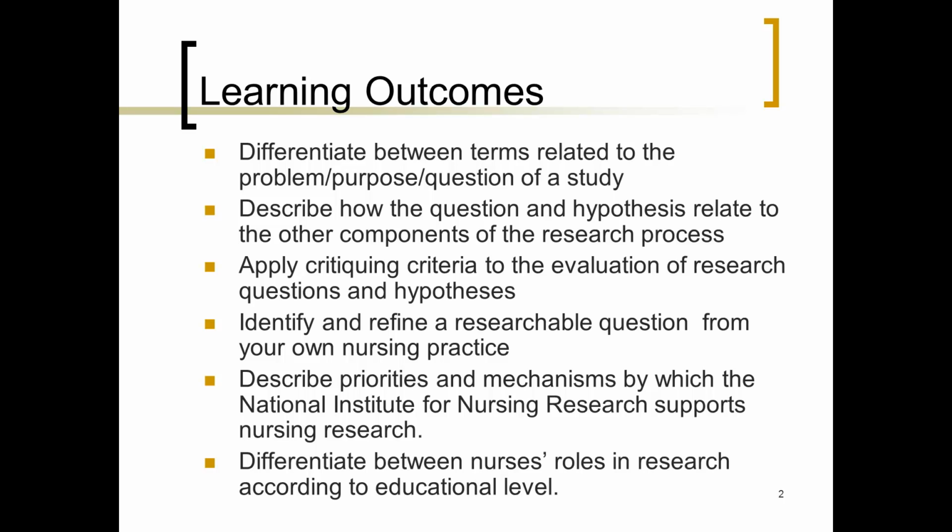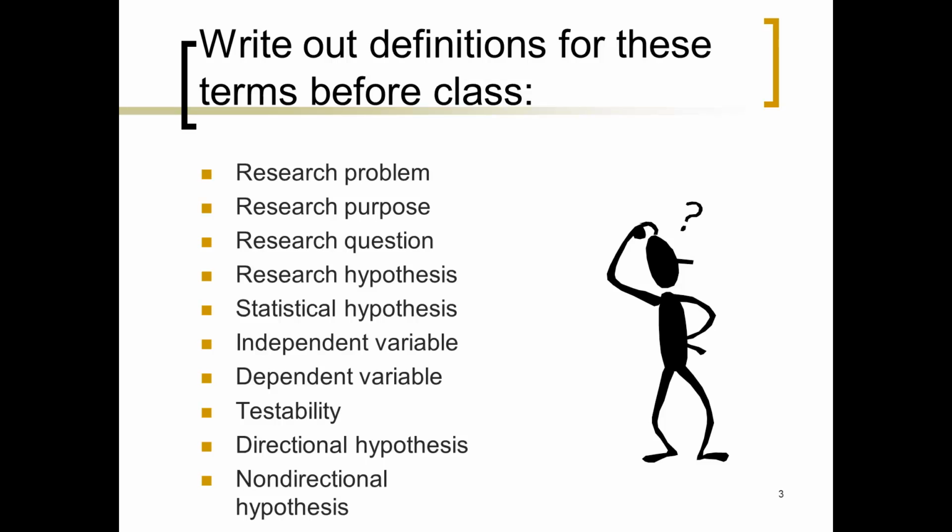Describe priorities and mechanisms which have been developed by the National Institute of Nursing Research. You'll hear people talk about NINR. That's what they're talking about. And then finally, differentiate between the nurse's role in research according to education level. What an associate degree nursing grad is expected to know upon graduation in terms of research is much different than a doctorate, and it's also different than someone who has a master's or a bachelor's degree, and we'll talk about that at the very end.